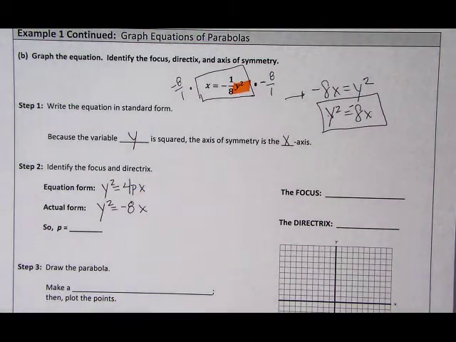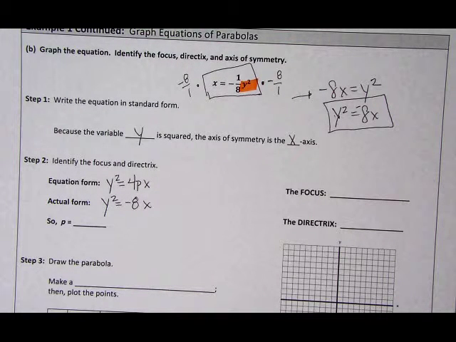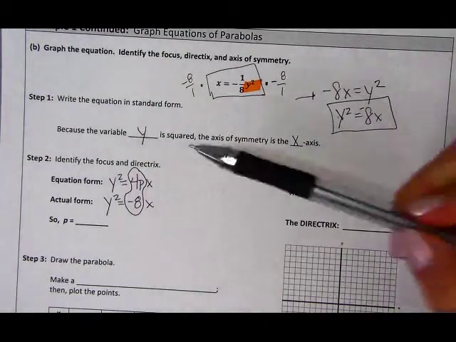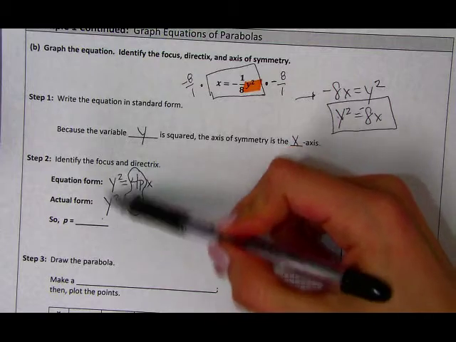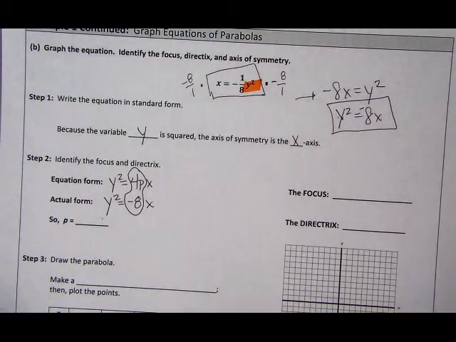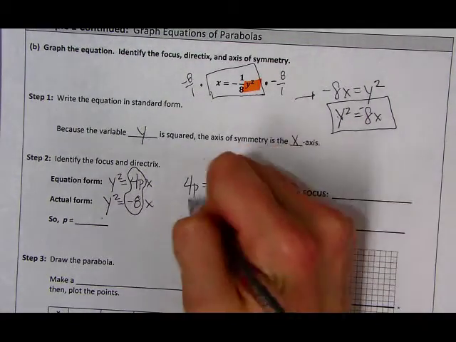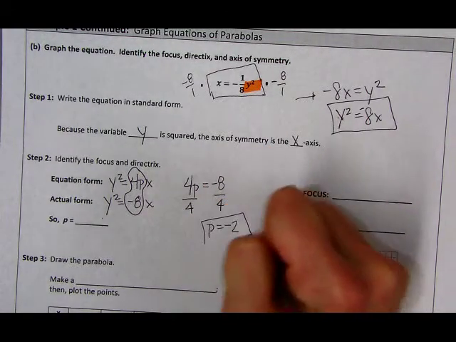And I need to know my p-value because, again, my p-value tells me where my focus and directrix are, because they're the same distance, right? They're the same units, but they're around my vertex. So I need to know what my p-value is. So if I circle these two, 4p and -8 are in the same position. So my y squareds are lined up on the left, my x's are lined up on my right. So 4 times what gives me -8? Or another way to do that is to set them equal to each other and solve for p. So if I divide both sides by 4, I get p is equal to -2.